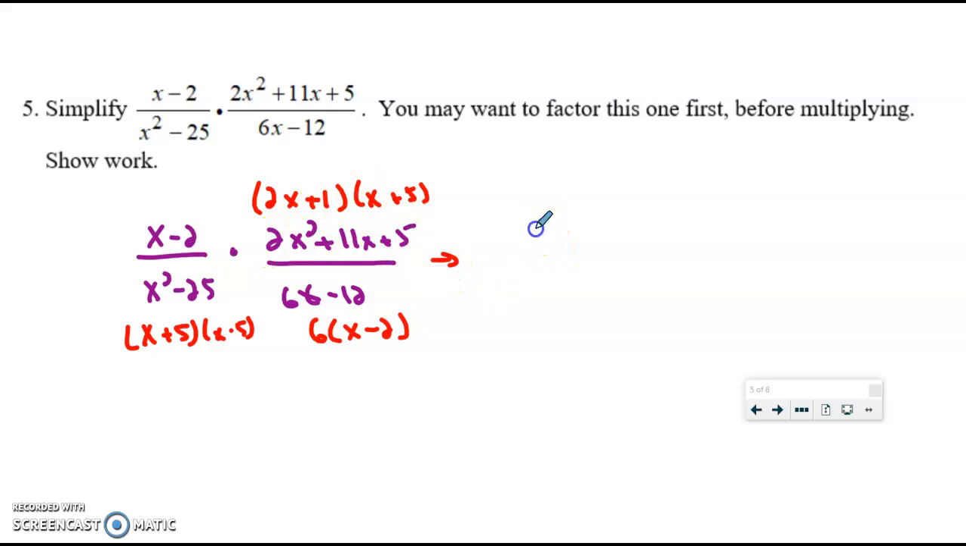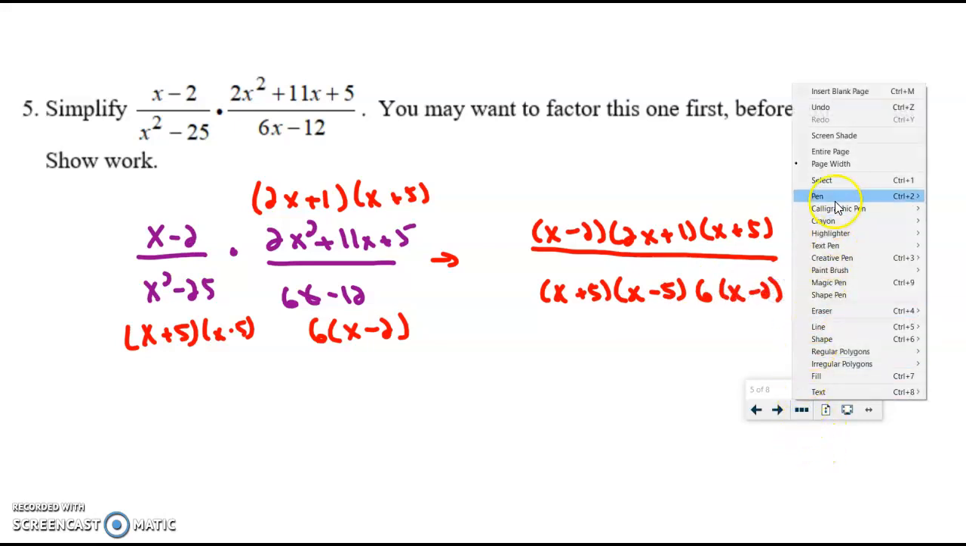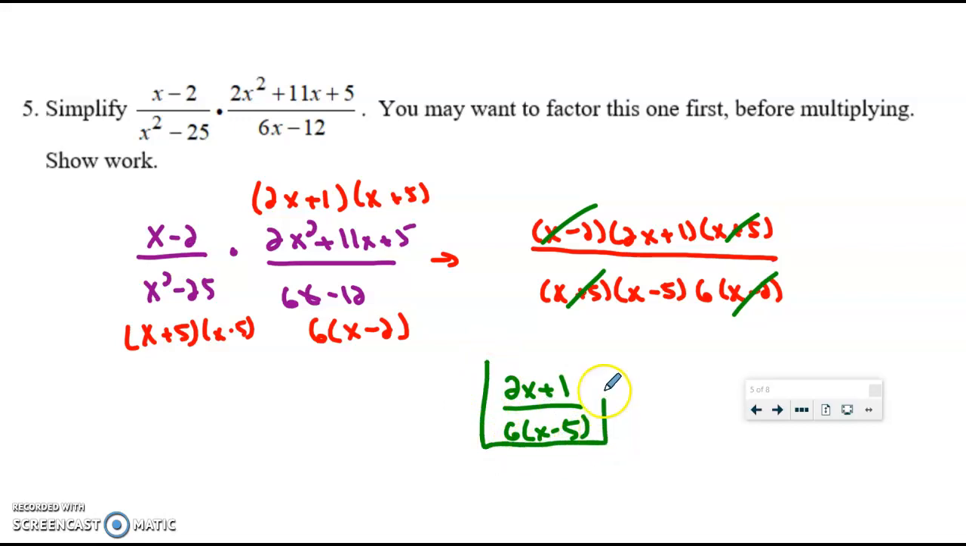So at least so far my factored form is x minus 2, 2x plus 1, and then x plus 5 when I multiply straight across. And that's all over x plus 5, x minus 5, and then I got a 6, and then I got an x minus 2. So I'm going to pull out my different color marker here and see what I can cancel. Anything that's the same, I have x minus 2, that cancels. X plus 5 cancels. So it looks like I end up with 2x plus 1 over 6 times x minus 5. That's my simplified form.